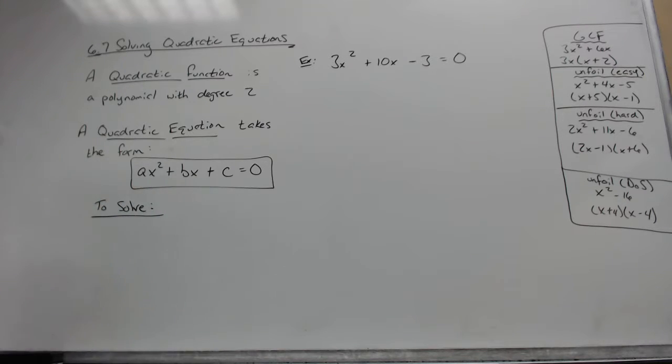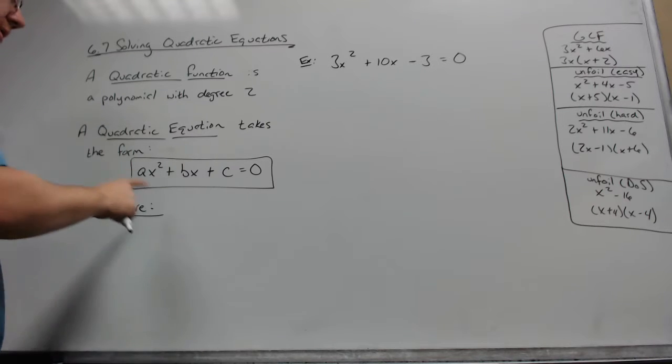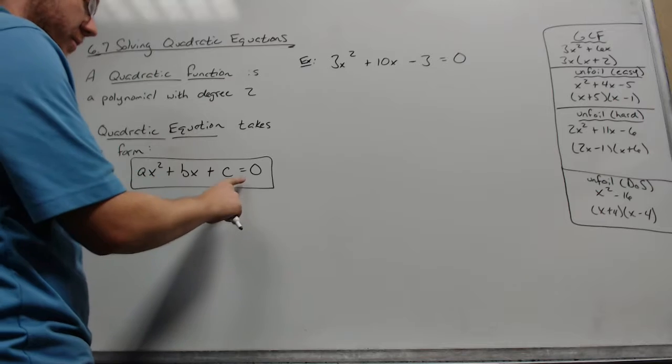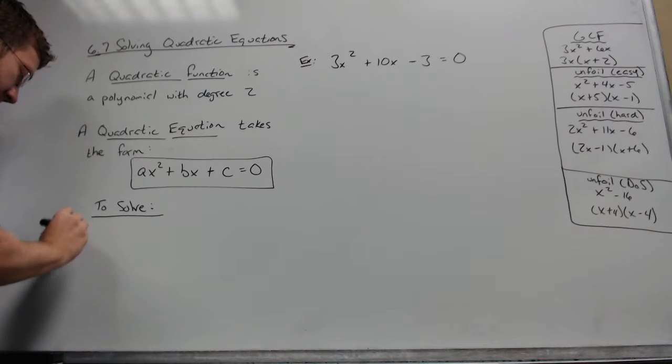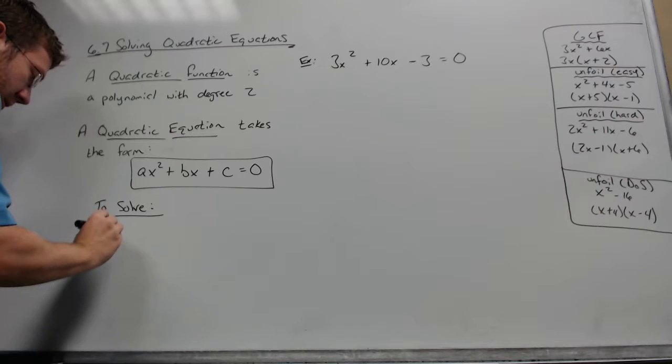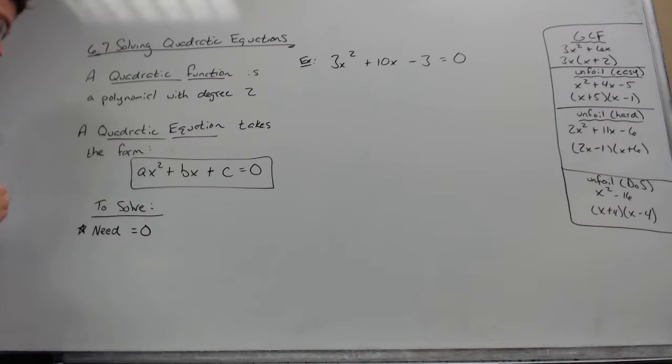lots of times when we learn how to solve a new type of equation, it all requires an initial setup. So the initial setup for a quadratic equation is that it's important that it's equal to 0. I'll explain why in a second. So I'm going to emphasize that here. We need our equation equal to 0.